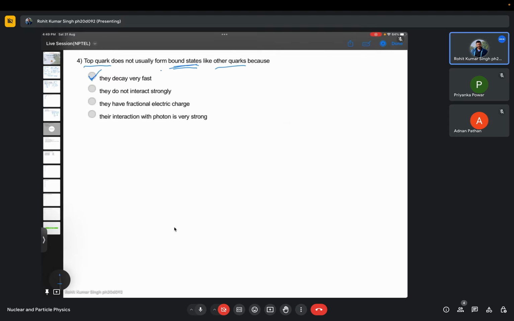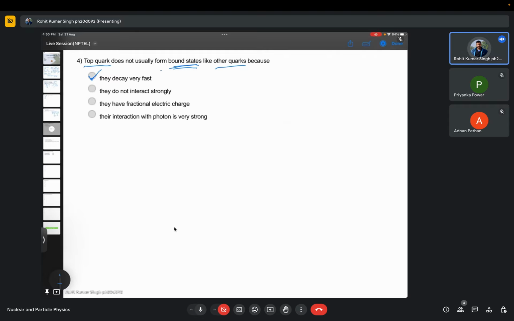It doesn't even have time for the gluon field to interact with other quarks. When it gets formed, it just decays. It doesn't have time, and we measure its mass through its decay products. The reason is because it is very massive.